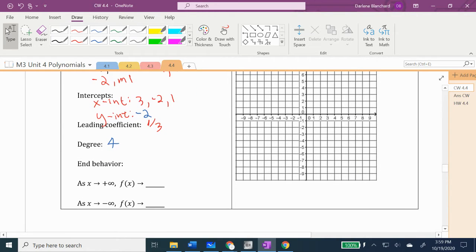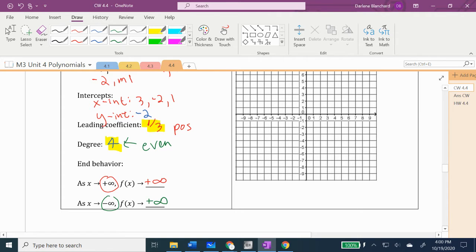The end behavior can be determined based on the sign of the leading coefficient and whether the degree is even or odd. The leading coefficient is positive, so that means that when x approaches positive infinity, we head up. F of x approaches positive infinity. Because the degree is even, the left end will do the same thing as the right end does. So as x approaches negative infinity, f of x will approach positive infinity.